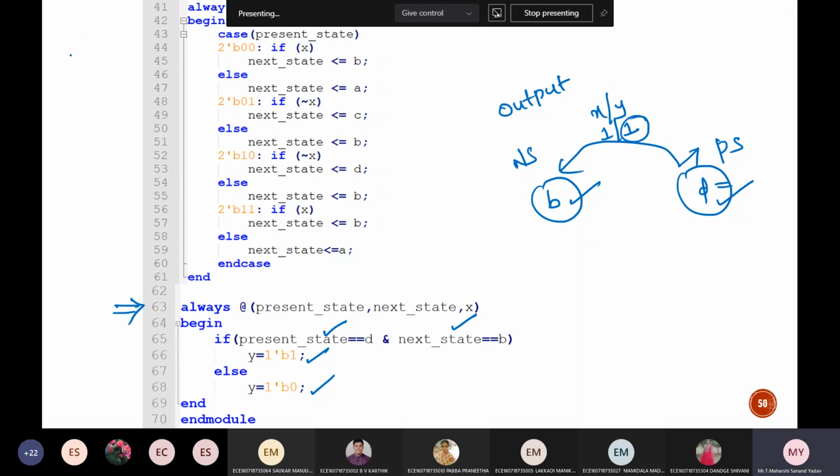More number of times this code came for directly 10 marks. So you have to draw the state diagram, and by looking at the state diagram, you have to write the Verilog code. Important question in your lab also.